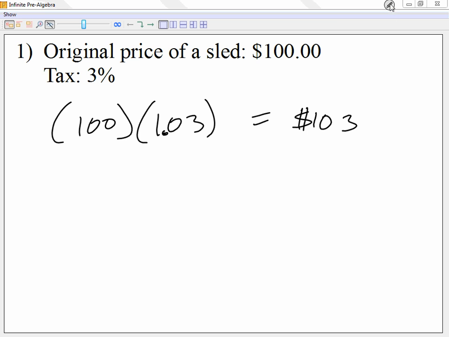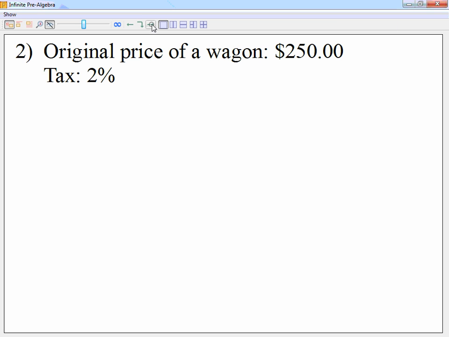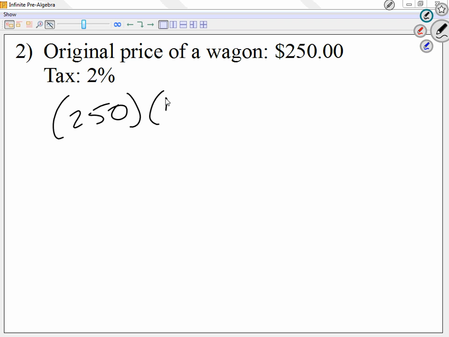Let me do one more question with you guys. It's 103%, so 1.03. Looking at question number 2, the original price of a wagon was $250, and the 100% we start with, we're going to add 2%. So in this case, it's 102%.